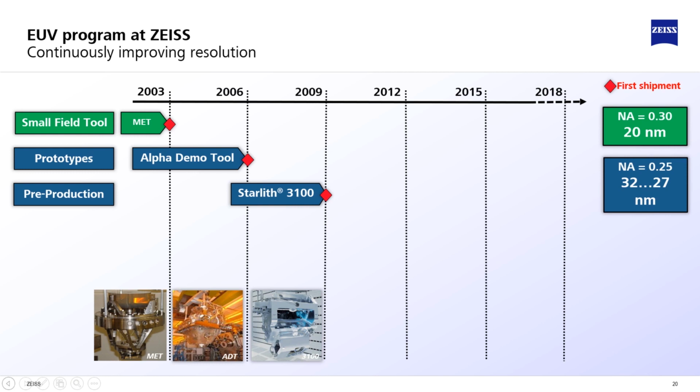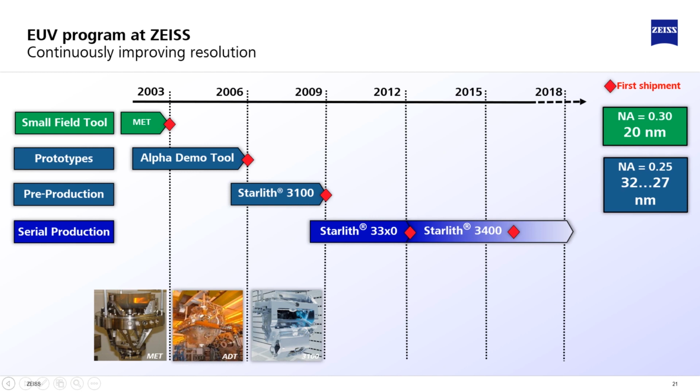All these systems, the MET, the alpha demo tool and the Starlit 3100, provided an essential learning curve for what was coming next, namely the Starlit 3300 and 3400 family. The Starlit 3300 is the first EUV lithography optics that has been developed for serial production. In the next video, we will have a closer look at this EUV system, which is the only optical system for EUV that is presently used for the high-volume manufacturing of chips.